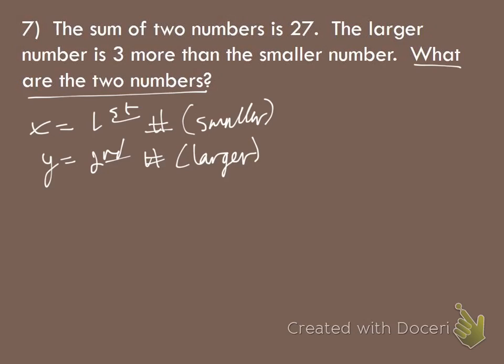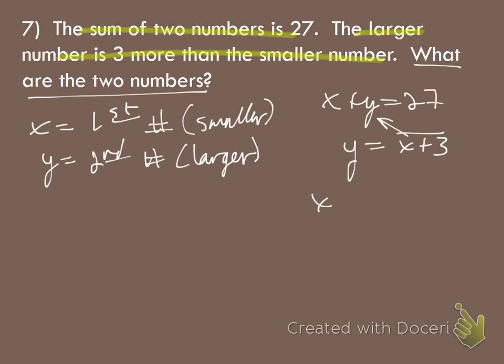All right. So now X and Y stand for two numbers. One's smaller and one's larger. So the sum, so if I add those two together, it needs to be 27. That's easy enough. Second equation comes from the second sentence. And again, you're using a verbal phrase to write an equation. The larger number, which is Y, means equals 3 more than the smaller number. So take the smaller number and add 3 to it. So those are your two equations, right? Sets up for substitution.